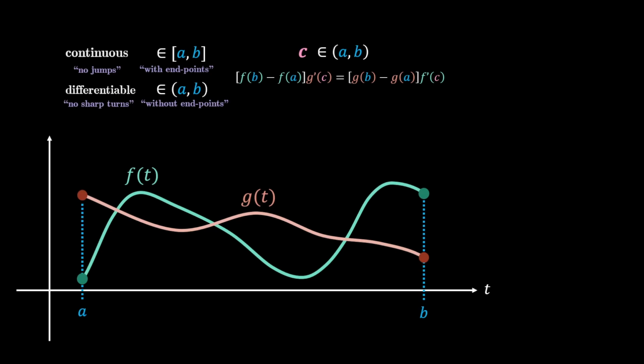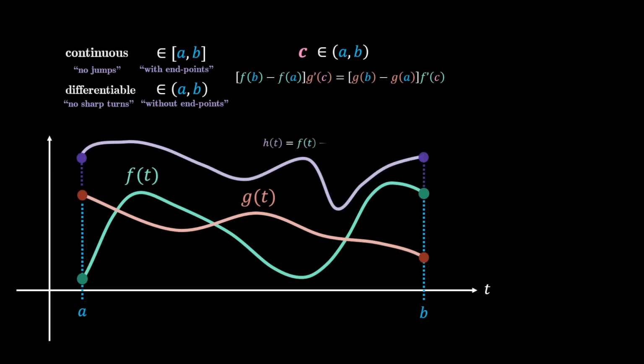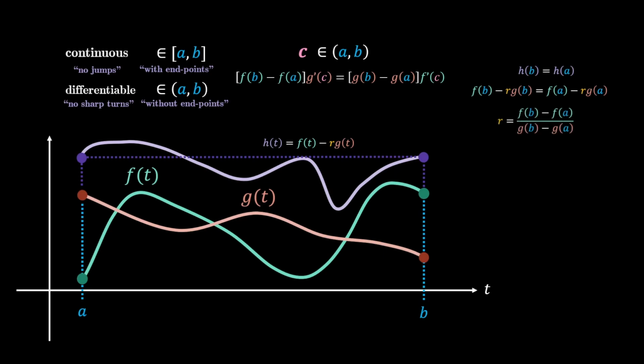Now, let's draw a third curve. We'll call it h of t, such that it is equal to f of t minus a constant r times g of t. And it is defined such that the point at its start aligns with the point at its end. This is doable. So, precisely, h of b equals h of a. Plugging for h of t, this becomes this. Isolating for r, we get this quotient.